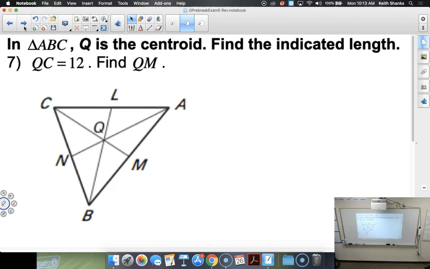Then this triangle, Q is the centroid, and QC is 12. Should get 6. How do we get that? 2/3, I'm sorry, 2/3 of the whole thing, of 12. Yeah. This piece would be the 2/3 one, which means this is the one.